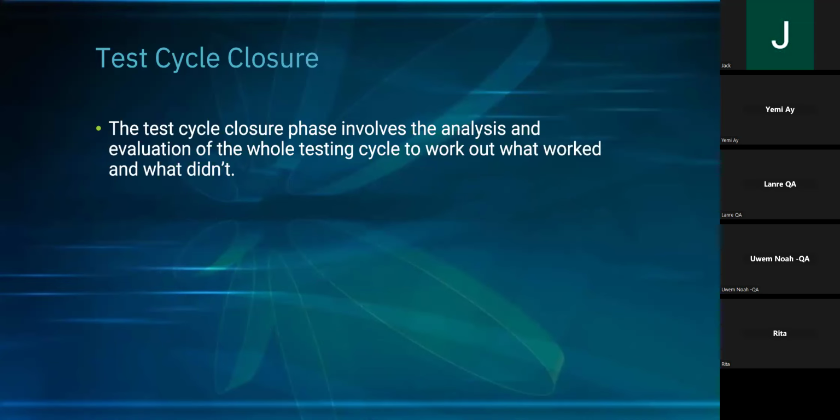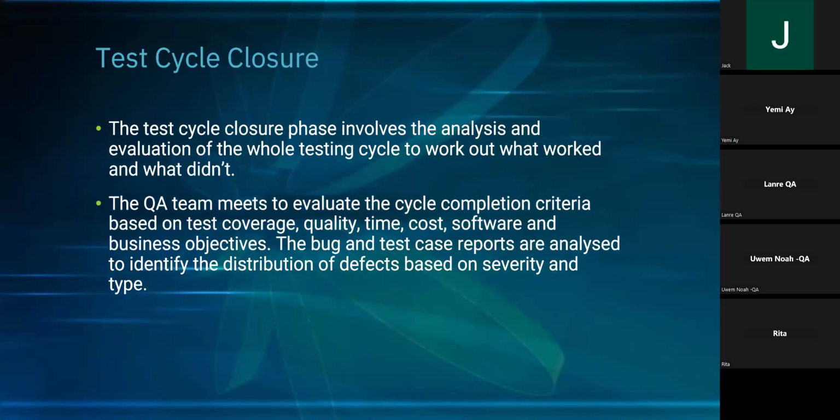The test cycle closure phase involves the analysis and evaluation of the whole testing cycle to work out what worked and what didn't work. The QA team needs to meet to evaluate the cycle completion criteria based on the test coverage, quality, time, cost, software, and business objectives.